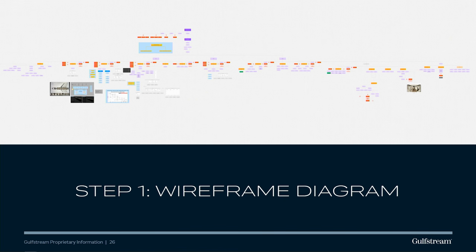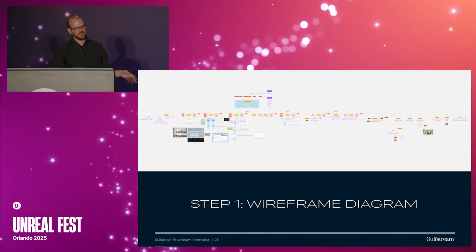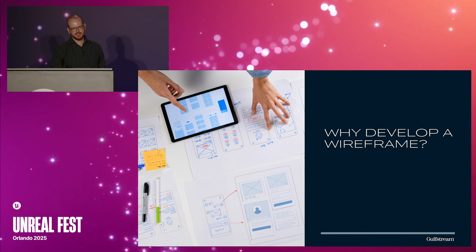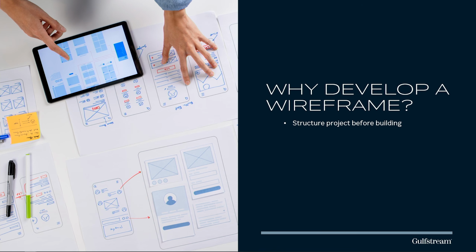So step 1: because this was going to be such a massive project, we wanted to really structure it up front. We built a wireframe diagram. This is our wireframe diagram. You're not meant to read all of this, obviously. It's way too tiny, but it's more just to show you generally what it looks like. So why do we build a wireframe? Number 1, because we wanted to be able to structure this whole project before building it, and to understand the workload.